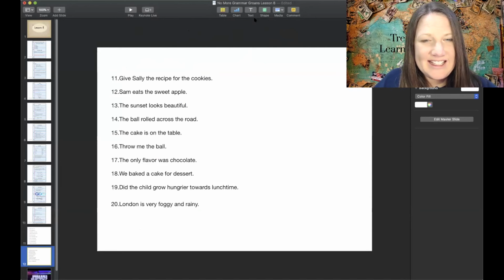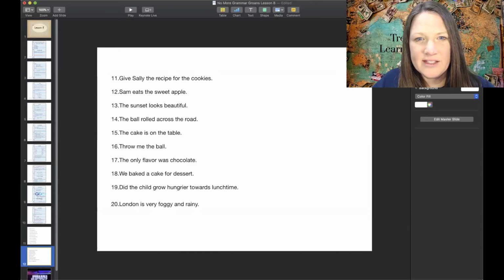Ten more sentences. If you're getting tired, you may want to stop this and come back a little later. That's fine. You may want to do it another day. That's fine too. It actually probably would be a good idea if you did this over a 2-day period.